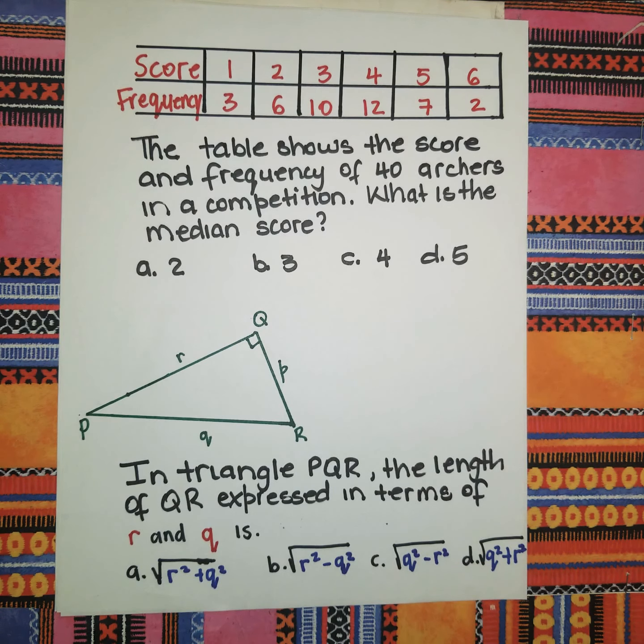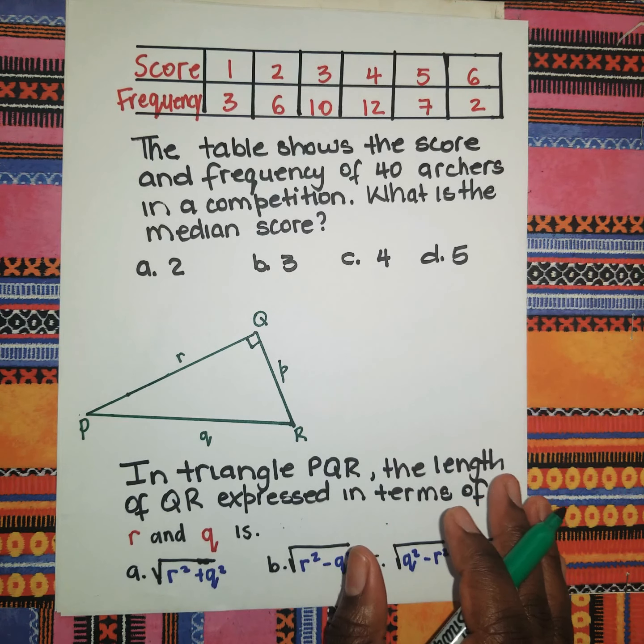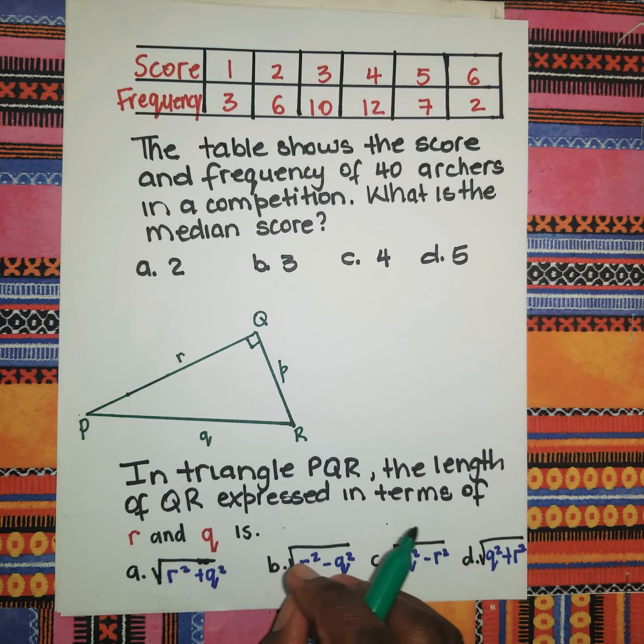All right, let's move on to this question. So this one says, given score and frequency. The table above shows score and frequency of 40 archers in a competition. What is the median score?